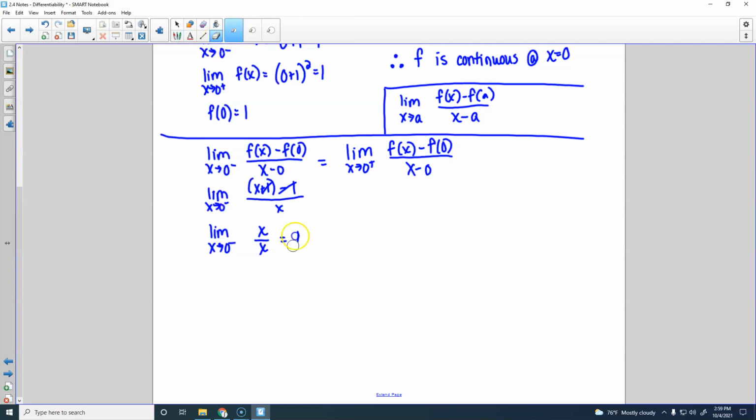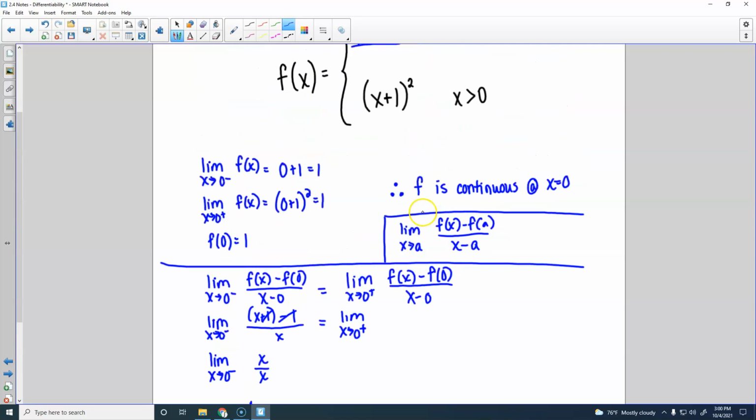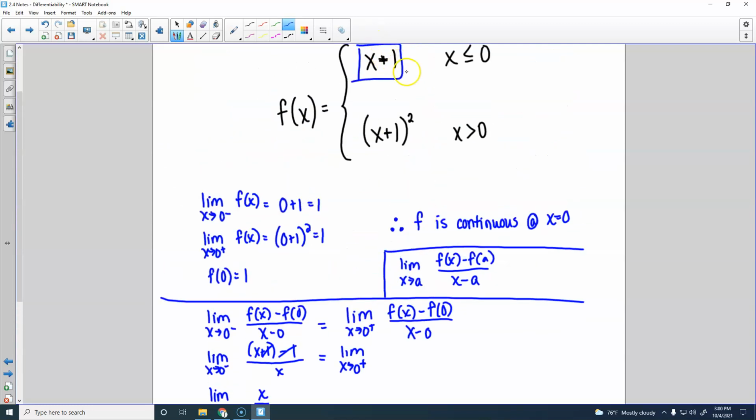Actually, let me work down instead of across. So from the right, my f of x does not equal x plus 1. What does it equal? x plus 1 squared, minus f of 0, which should be 1, all over x.